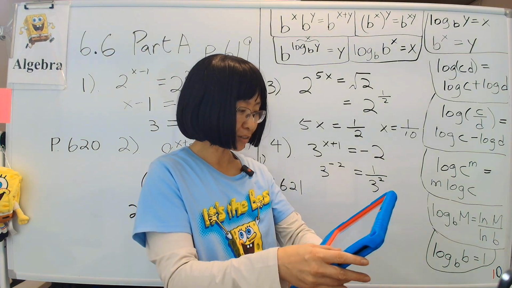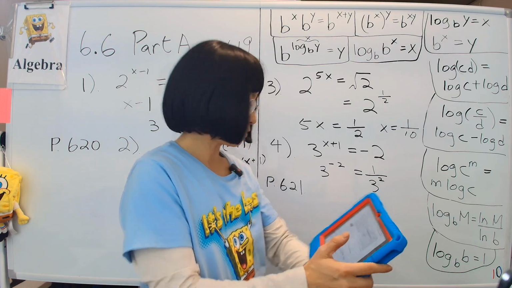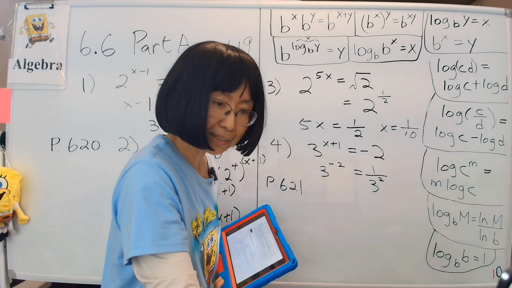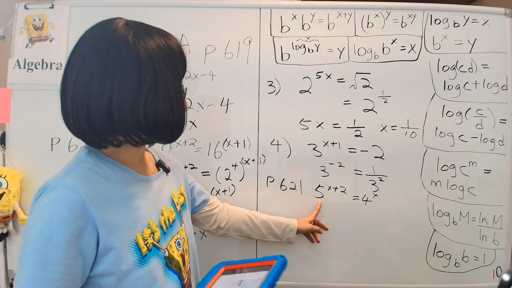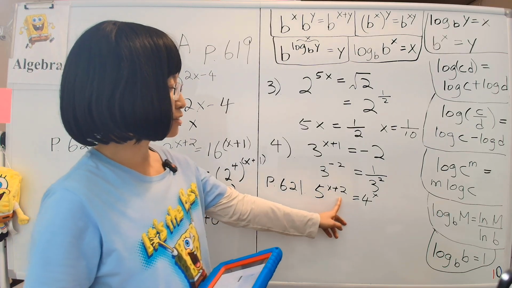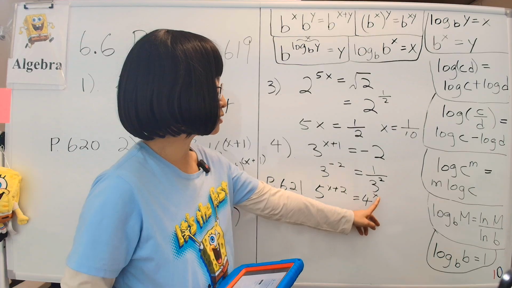And next, let's look at example 5. Let me write it down. Okay, now example 5, when you look at it, there's number 5 raised to the power x plus 2, and then number 4 raised to the power x.